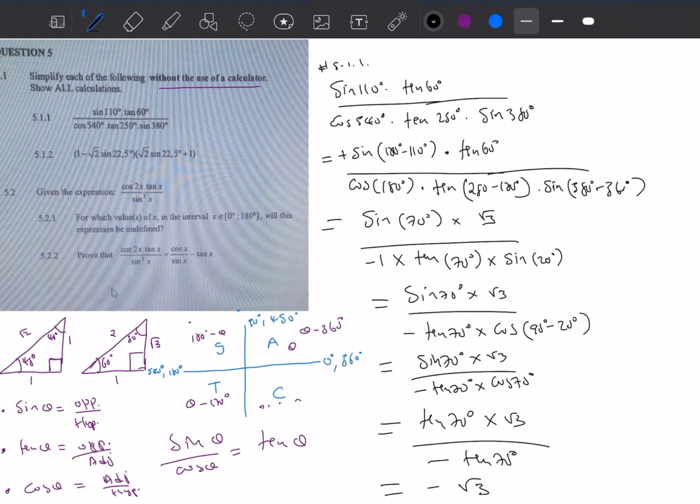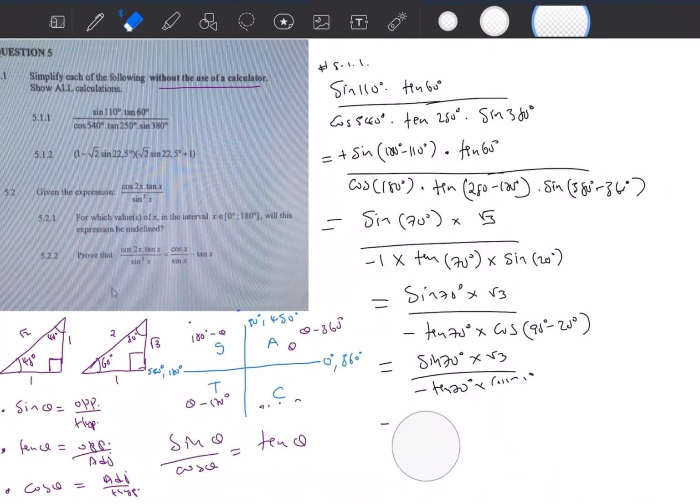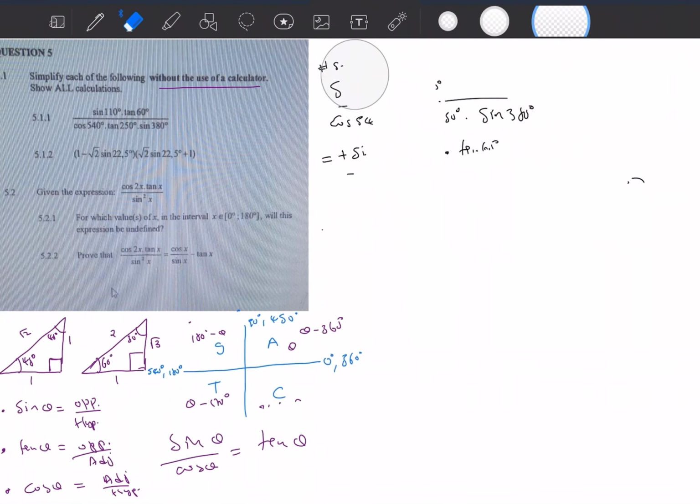That was 5.1.1. It was long, but in a nutshell, I wanted to go slow so you can get it. So let's go to 5.1.2.